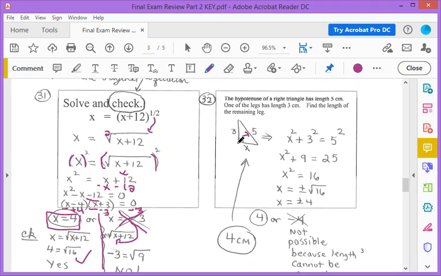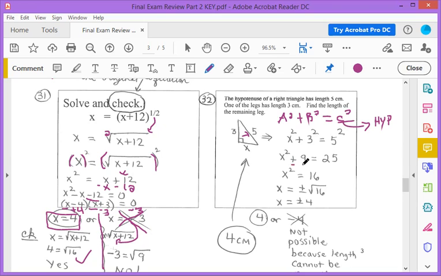Now what we know about the sides of right triangles is that we could use the Pythagorean theorem to find missing lengths. Remember, the Pythagorean theorem is a squared plus b squared equals c squared, c being the hypotenuse. In this case, our hypotenuse was 5, so we substituted 5 for c. That gives us 5 squared. And then our legs, x and 3, x squared and 3 squared, gives us 9, and 5 squared gives us 25.